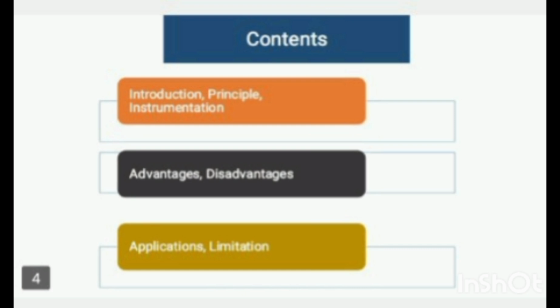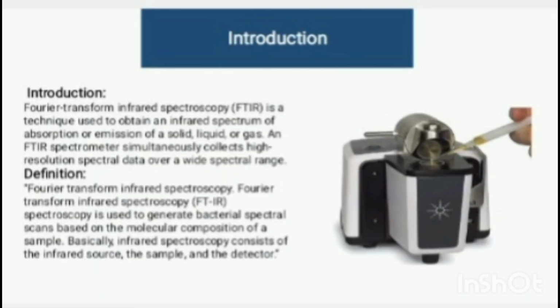The contents are introduction, principle, instrumentation, advantages, disadvantages, applications, and limitations. First of all, I would like to tell you about the introduction of Fourier transform infrared spectroscopy. It is a technique used to obtain an infrared spectrum of absorption or emission of a solid, liquid, or a gas.